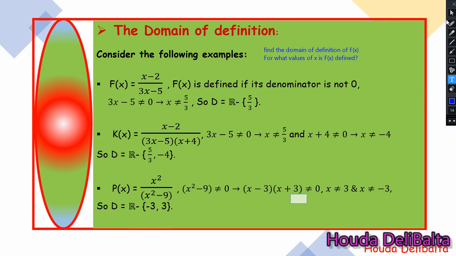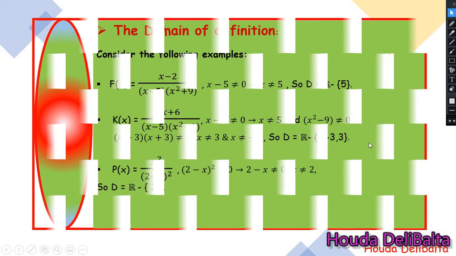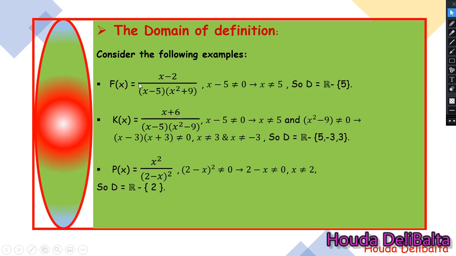More examples on the domain of definition. Let's continue. Here is f of x that's equal to x minus 2 over (x minus 5)(x squared plus 9). Again, I have to look at the denominator. I have to consider the denominator only. X minus 5 is not 0, then x should not be 5.